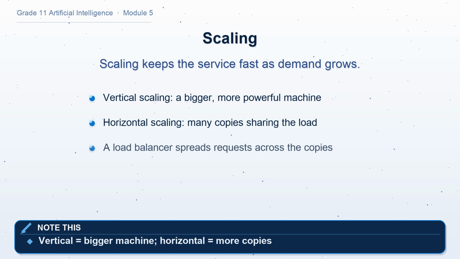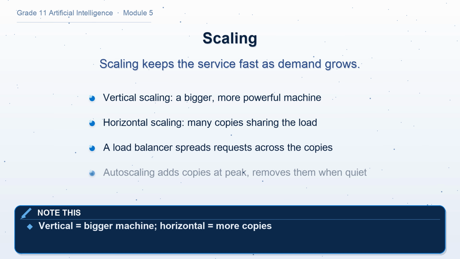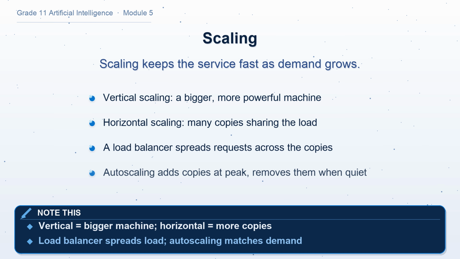Best of all is autoscaling. The system adds more copies automatically when traffic spikes and removes them when things go quiet, so we only pay for what we use. Tools like Kubernetes do exactly this orchestration for us. Let's see how all of this looks in the real world.